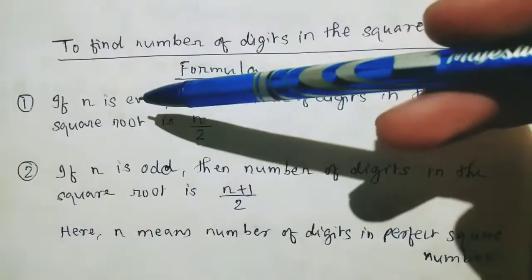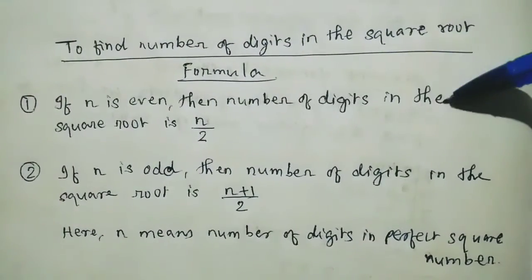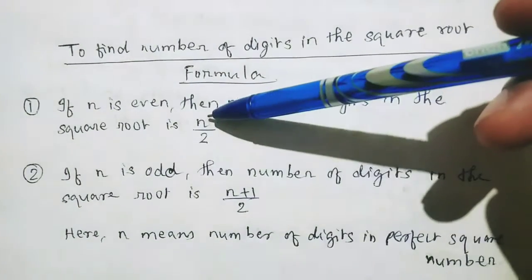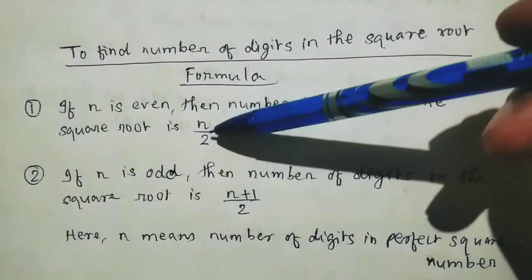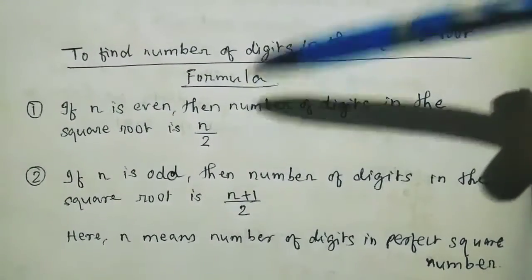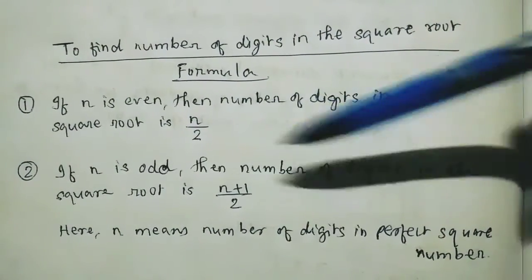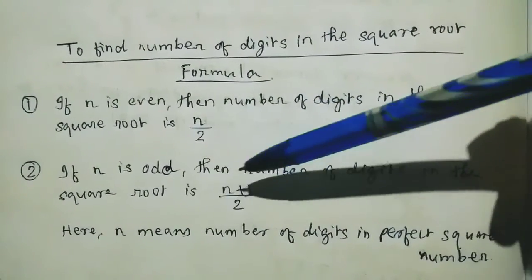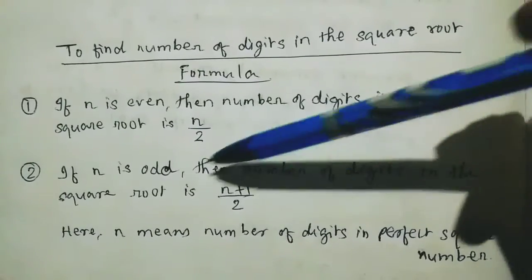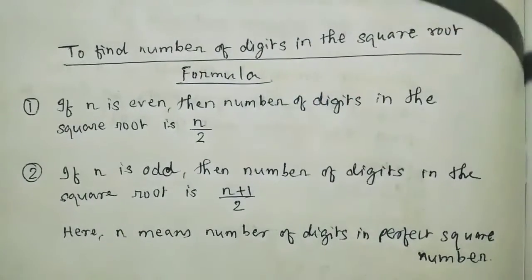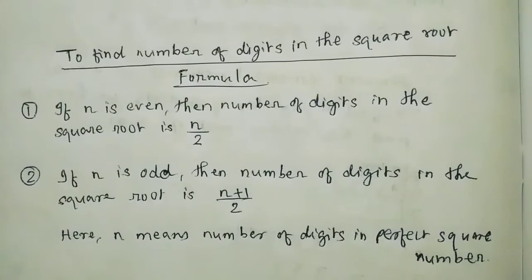So if n is even, then the number of digits in the square root will be n by 2. That means you have to divide the number of digits by 2. Then that will be the answer. If n is odd, then the number of digits in the square root is n plus 1 by 2. This is the way of finding it if the number of digits is odd. Understood? So this is a very important formula to find the number of digits in the square root. I hope you have understood it.